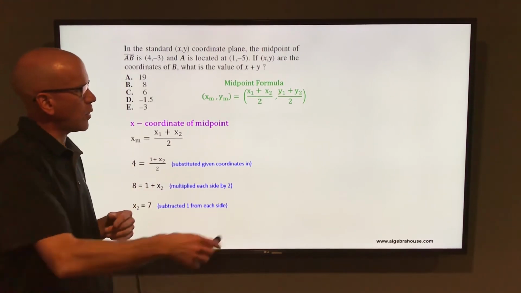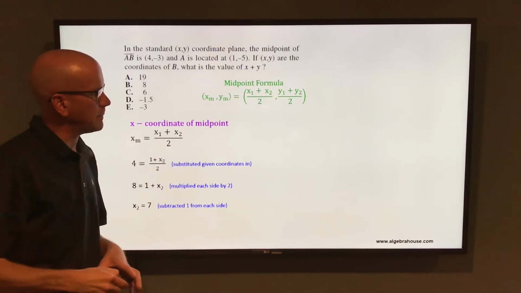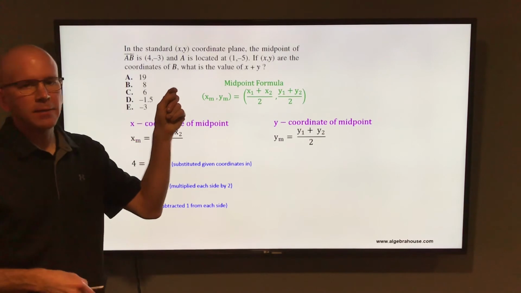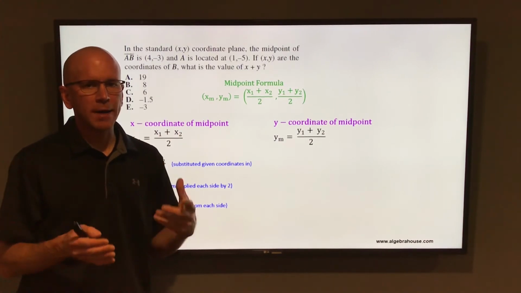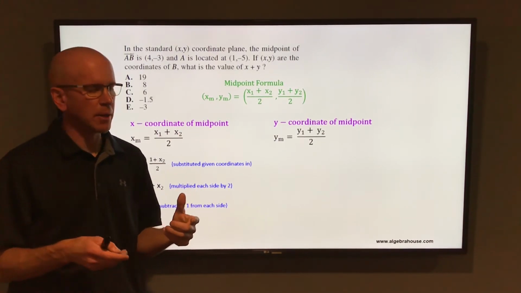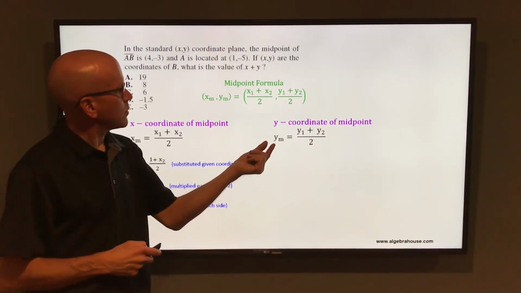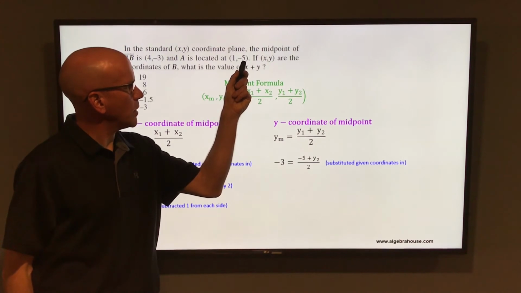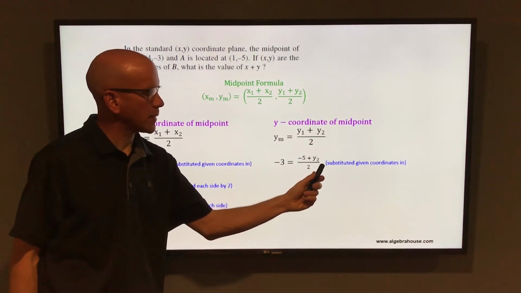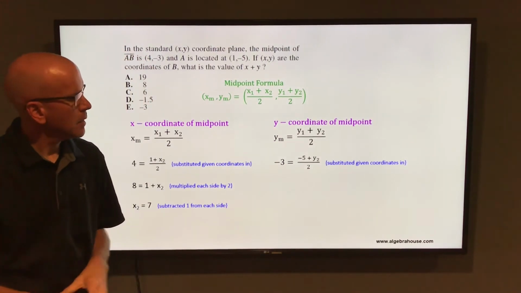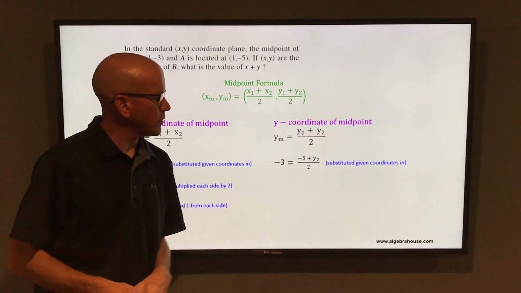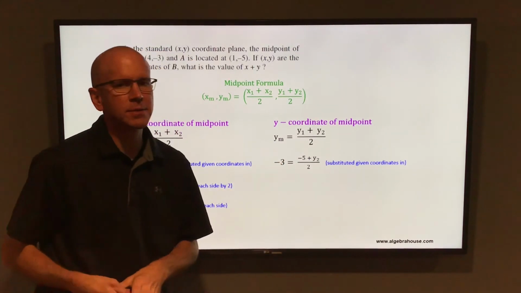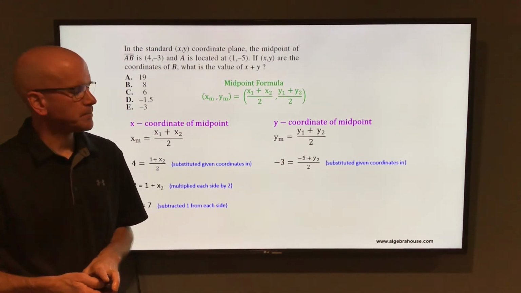Do the same thing for the y coordinate because we have to find x plus y. So the y coordinate of the midpoint that's given to you is -3. And that's arrived at by adding the y coordinates of the endpoints together and dividing by 2. The y coordinate of the endpoint is -5. We need to find the y coordinate of the other endpoint. So -3 equals (-5 plus y2) over 2. Again, the y coordinate of the midpoint is just adding the y coordinates of the endpoints and dividing by 2.